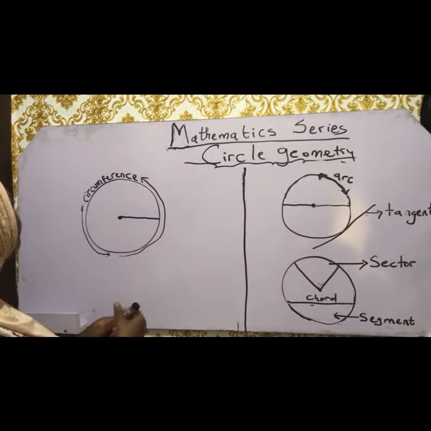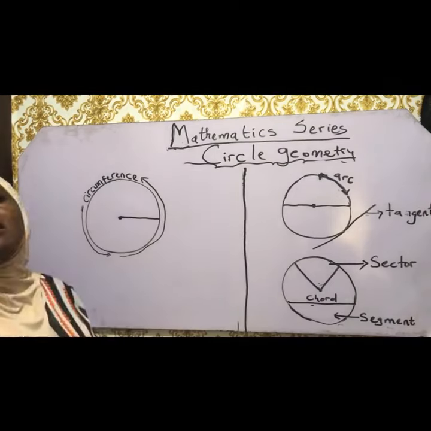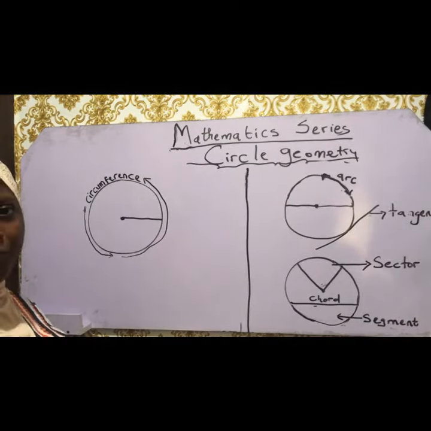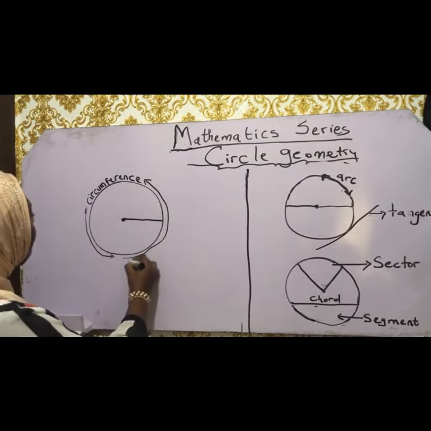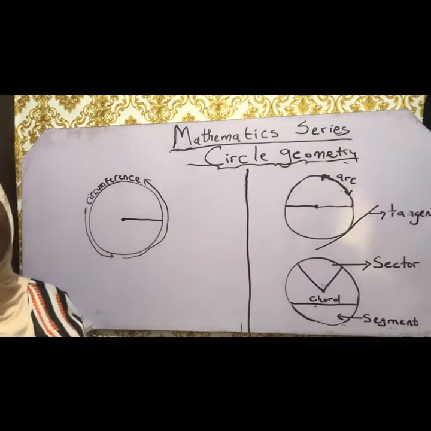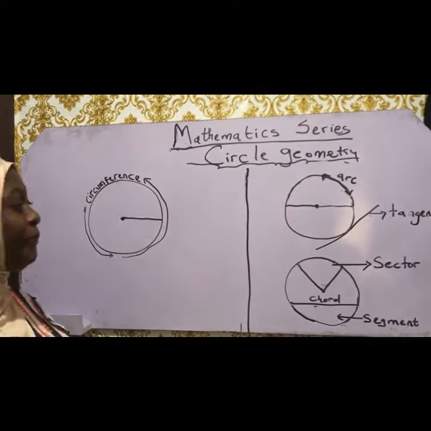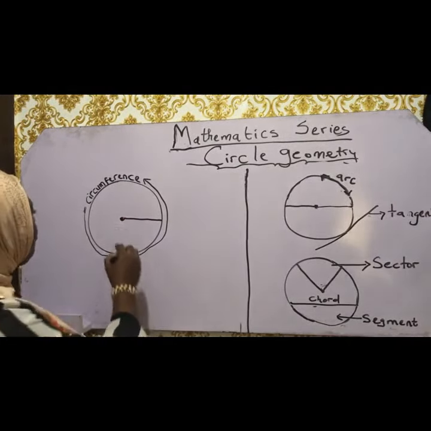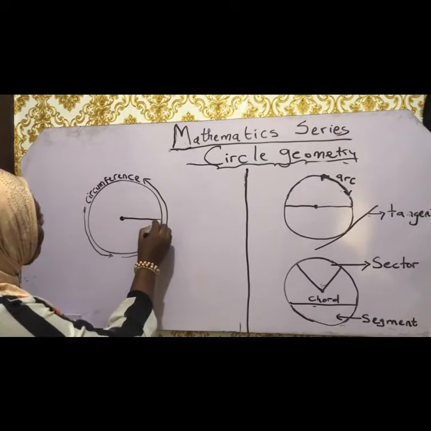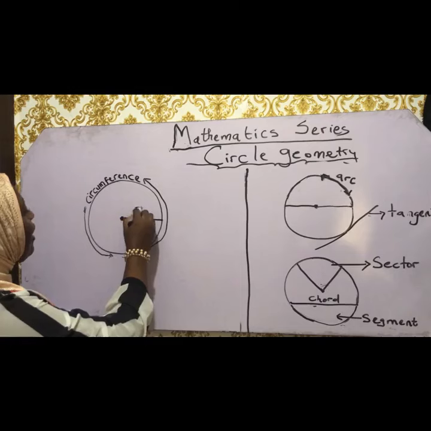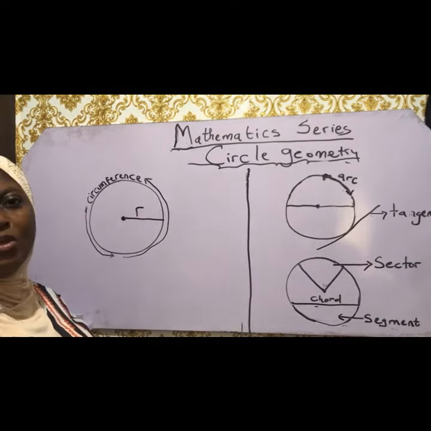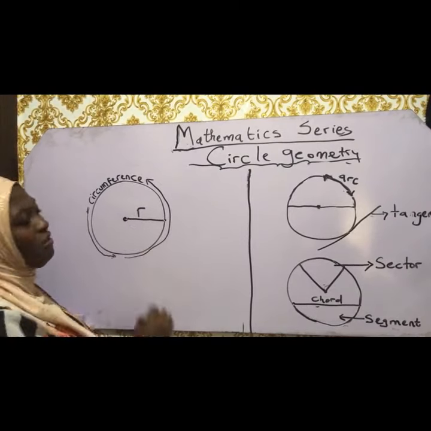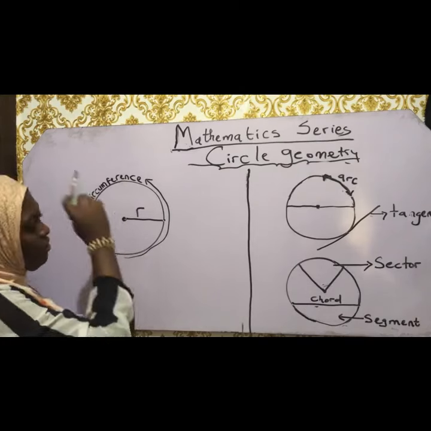So, we can say here, we have circumference. The circumference is the distance around the outside of a circle. So, all the distance around the outside of a circle is regarded as the circumference of a circle. And also, we can see this is the center of the circle, and we have a line from this center to this end. This is regarded as the radius. The radius is a line from the center of the circle to the edge of the circle. So, this is the radius.